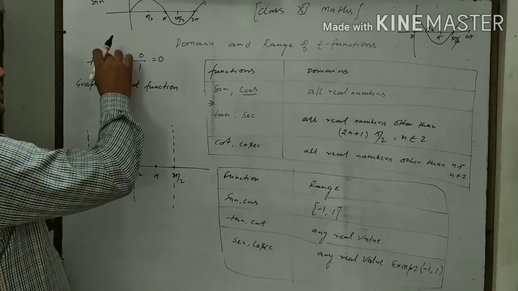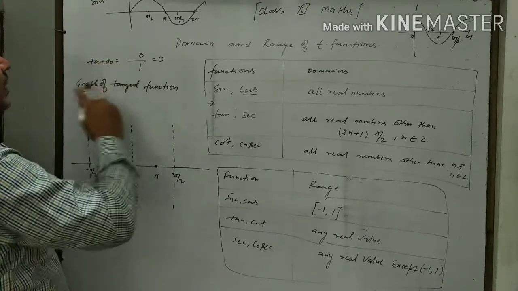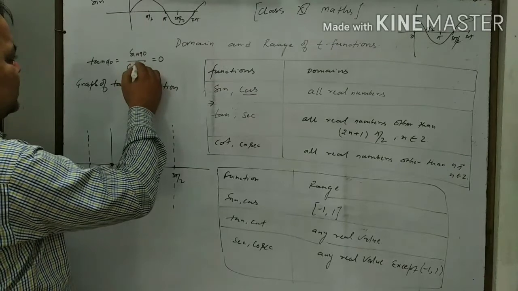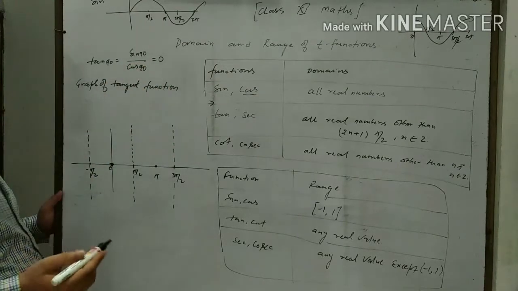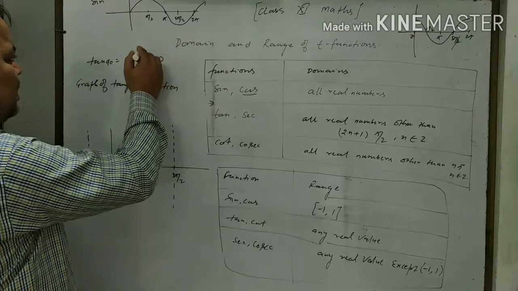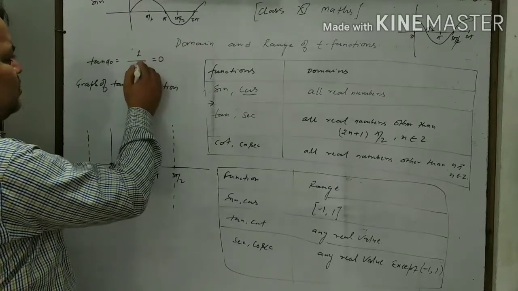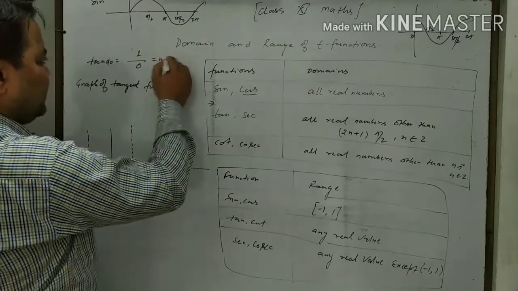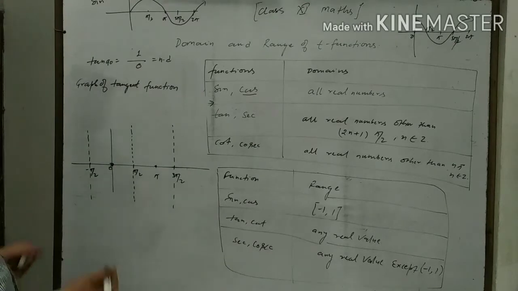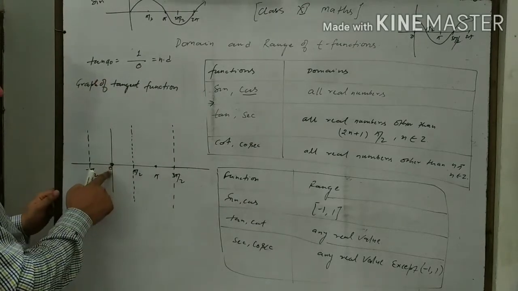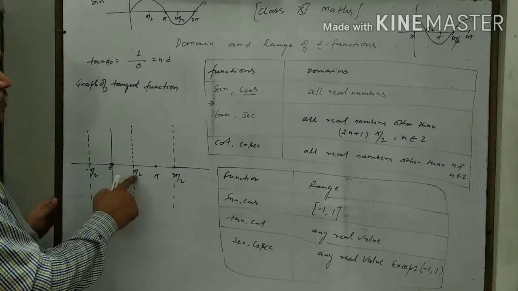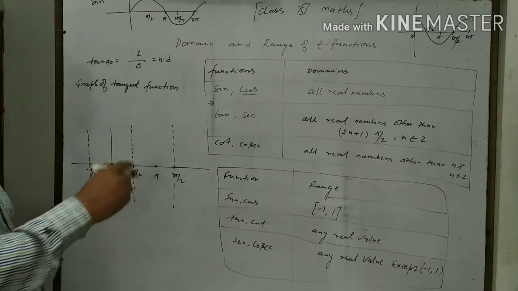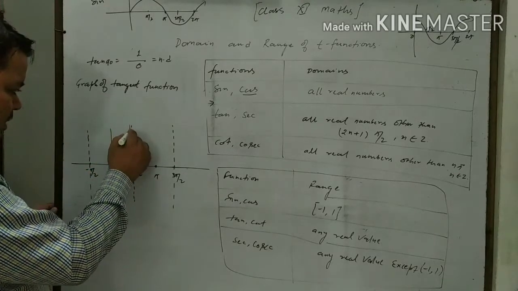Similarly, if you want to find tan pi by 2 or tan 90, then it will be sin 90 upon cos 90. And sin 90 is what? Sin 90 is 1. And what is cos 90? Cos 90 is 0. And we know that 1 by 0 is what? Not defined. Means infinity. So here the value of tan 0 will be 0, and at pi by 2 it is not defined. Means here not defined means up to infinite. Means the graph will be like this way.